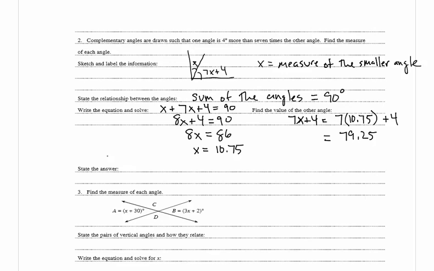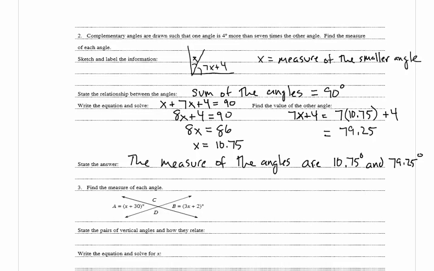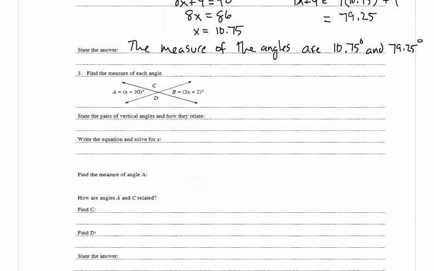And then they want us to state the answer, and we can say that the measure of the angles are 10.75 degrees and 79.25 degrees. In 3, it says find the measure of each angle.